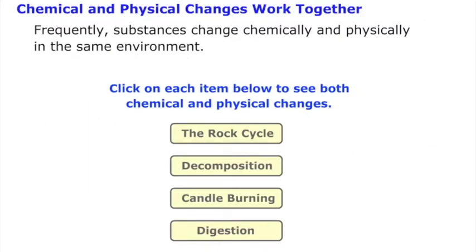Chemical and physical changes work together. Frequently, substances change chemically and physically in the same environment. Let's look at each item below to see both chemical and physical changes.